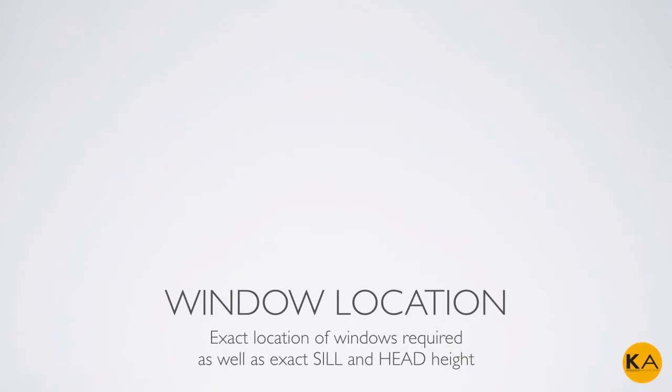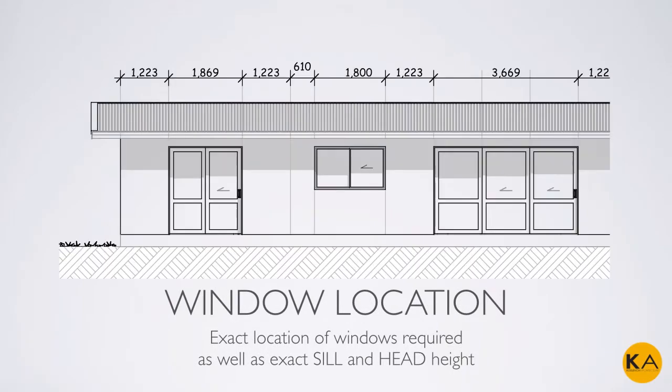Next thing to consider is basically window location. We have to know the exact location of the window. We can't just put it in the middle of the room. We have to know how much panel we need on each side of the window. But further to that, we actually need to know the sill height and the head height to allow for appropriate size of panel at the bottom and top of the window.